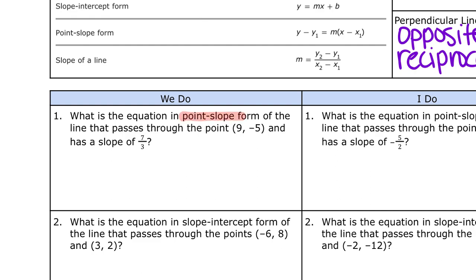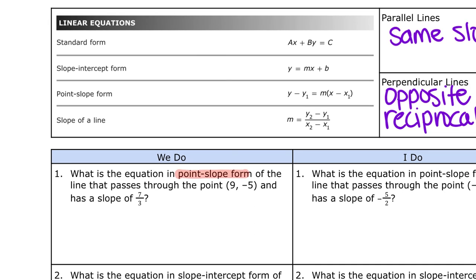So they want point slope form. If you look at the notes up here, here's point slope form. That's the easiest one, I think, because all you really have to do is plug in numbers. Slope is m, and then x1 and y1 come from the point. For us, we have 9, -5 as our point, so that is going to be x1 and y1. And for slope, it says slope of 7/3, so that's going to be m. All we have to do is plug all of this in.